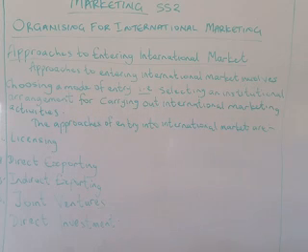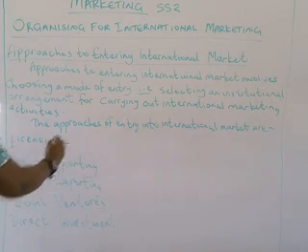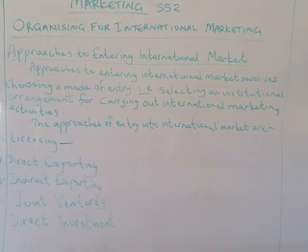Number one, licensing. Number two, direct exporting. Number three, indirect exporting. Number four, joint ventures, and then direct investment. Each mode of entry has its own associated levels of commitment, risk, control, and profit potential. Then, of those approaches, let's talk about licensing first.